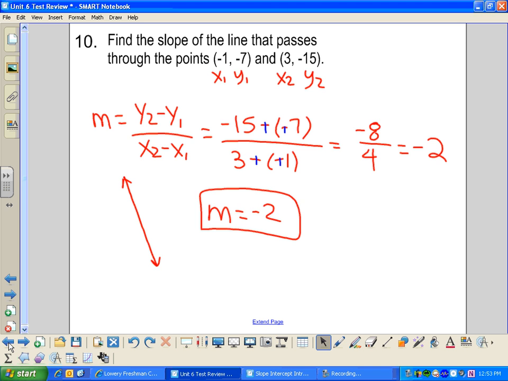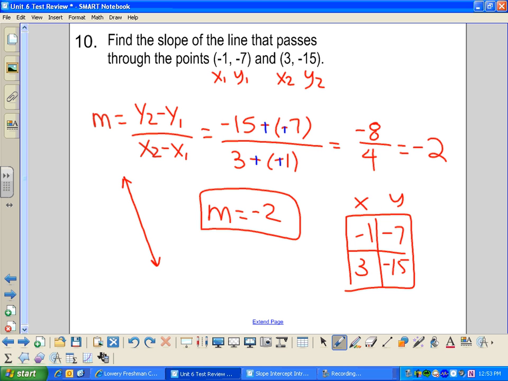Oh, one quick thing. For those of you who like the table, you can also put those 2 points in a table: negative 1, negative 7, and 3, negative 15, and figure out the slope that way. Going from negative 1 to 3, I'm adding 4. Going from negative 7 to negative 15, I'm going down by 8. So my change in y over change in x is negative 8 over 4, which is negative 2.